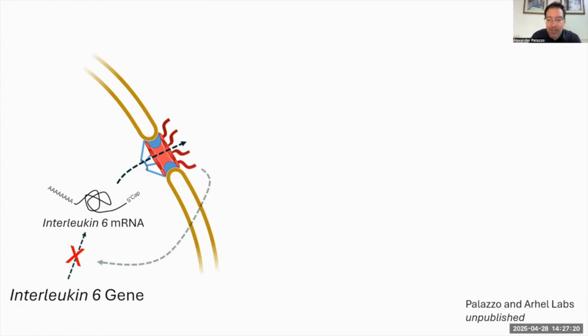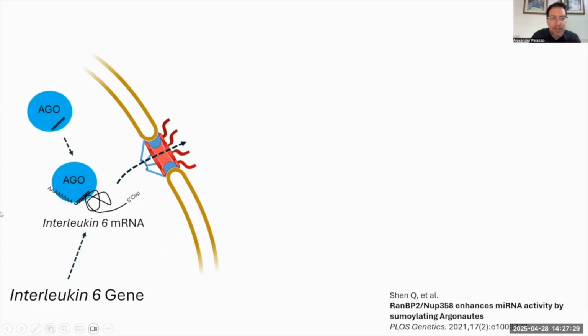In addition to that, my lab has documented that the interleukin-6 gene does something really interesting. It recruits silencing factors in the nucleus, mainly a protein called Argonaute-1 that binds a tiny RNA that allows Argonaute-1 to find the interleukin-6 mRNA and bind it in the nucleus. What we found is that once this entire complex is exported to the cytoplasmic face of the nuclear pore, it appears that RanBP2 SUMOylates Argonautes.